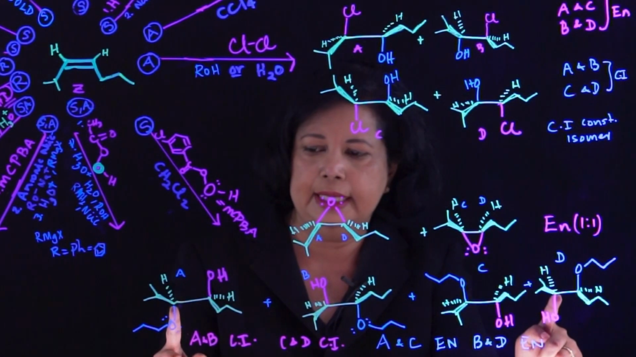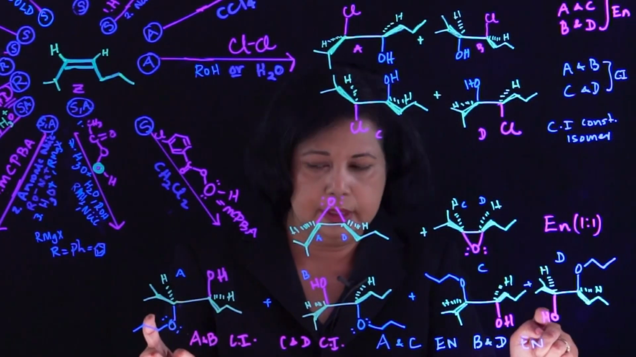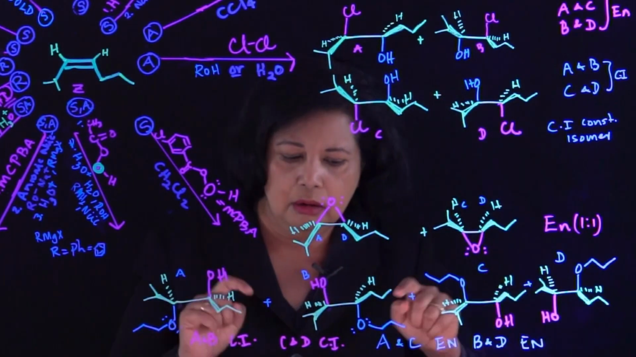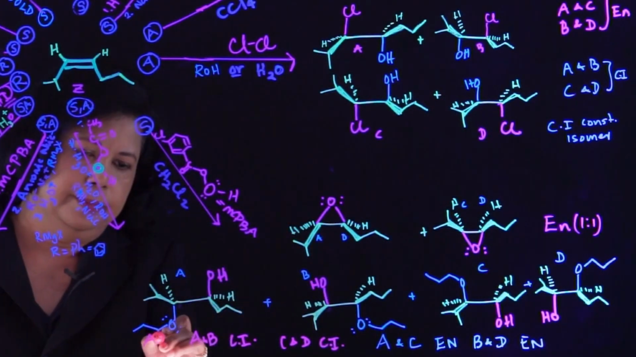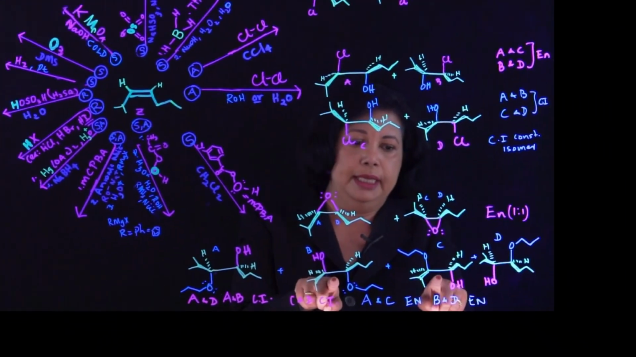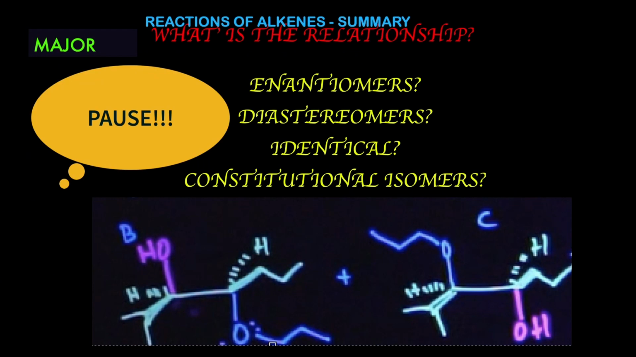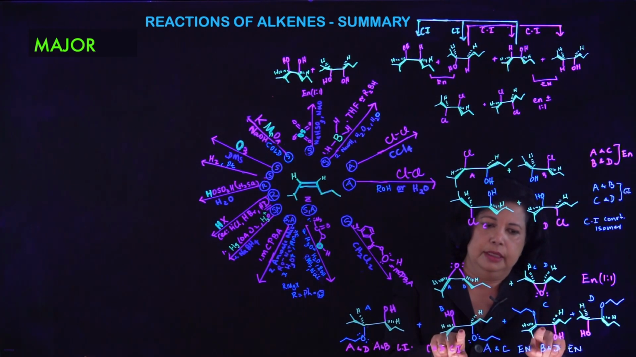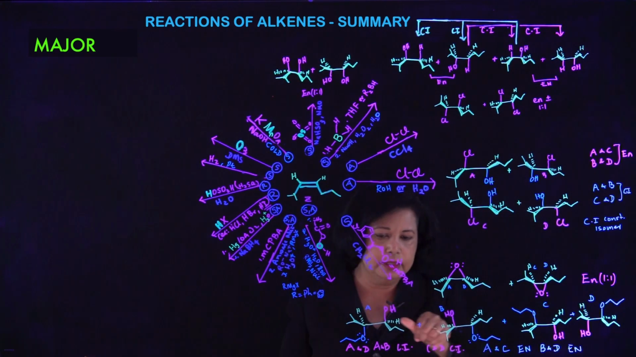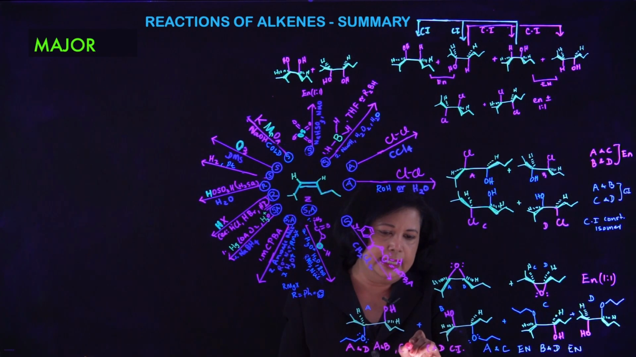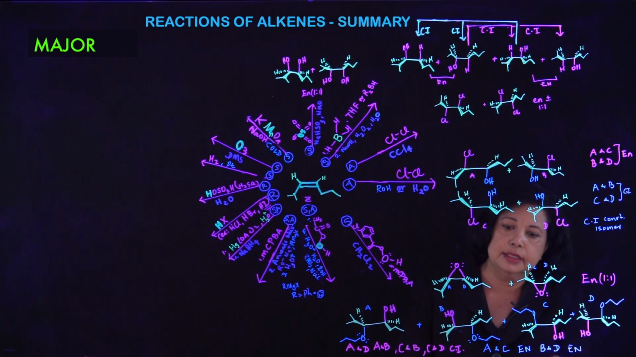Well, you can see A and D are going to be different completely in terms of connectivity. Therefore, A and D are also going to be constitutional isomers. What about C and B? Well, same thing. You can see they are also going to be connected differently. So C and B are also constitutional isomers. So A and D, A and B, and B and C and D are constitutional isomers.